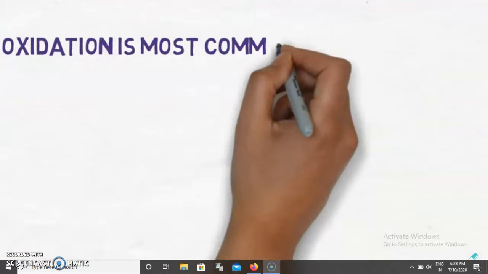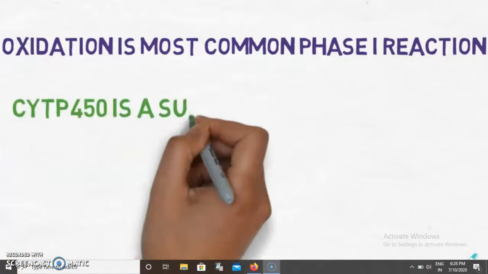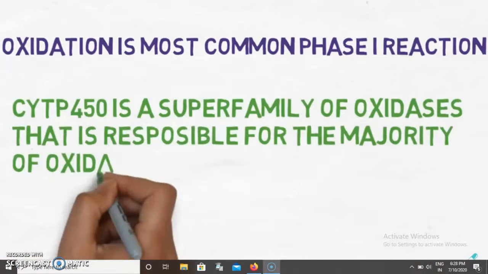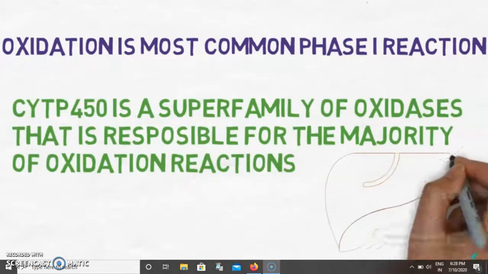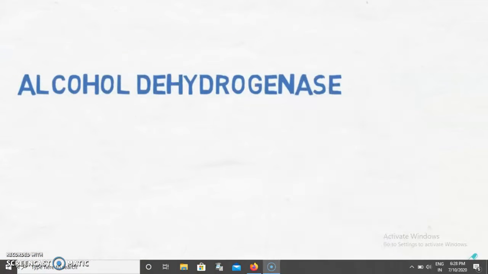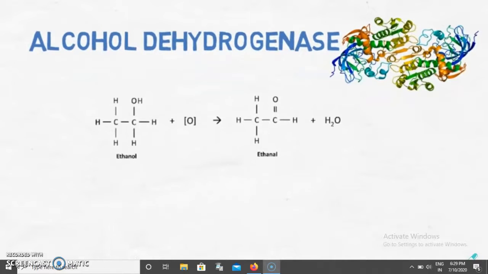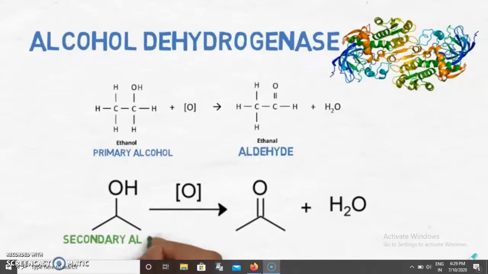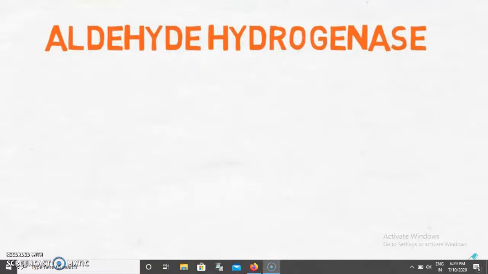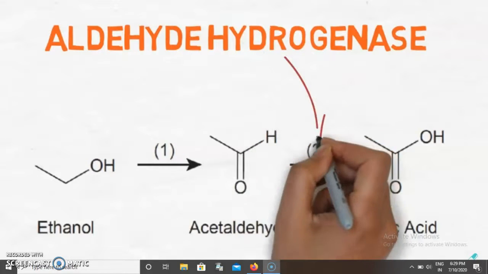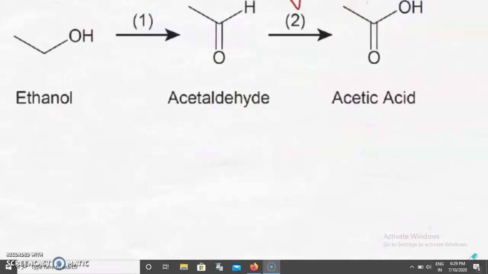Oxidation is the most common phase 1 reaction. Cytochrome P450 is a superfamily of oxidases that are responsible for the majority of oxidation reactions. It's found in very high concentrations in the liver. Oxidation can also happen through alcohol dehydrogenase, which is an enzyme that oxidizes alcohol into aldehydes from primary alcohol and to ketones from secondary. Aldehydes can be oxidized to carboxylic acid by the enzyme aldehyde dehydrogenase. We can see that in the example of conversion of acetaldehyde to acetic acid in the metabolism of ethanol.